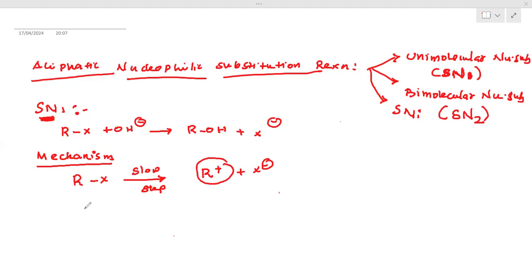In the second step, R plus combines with the nucleophile. It attacks at the electrophilic center, forming ROH. So the intermediate is the carbocation. The carbocation stability order decides the reactivity, so we can select accordingly.